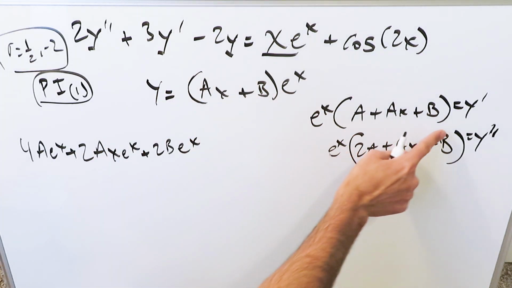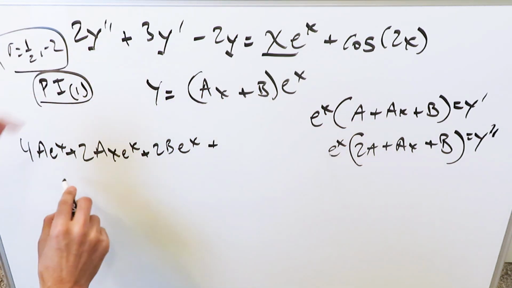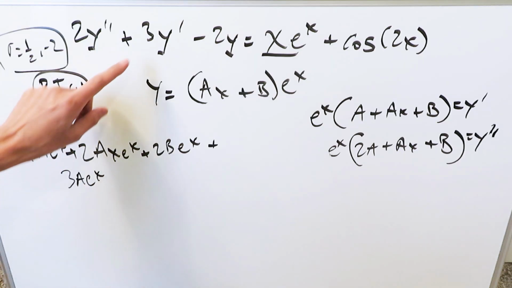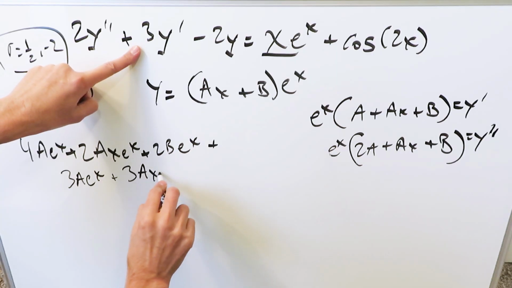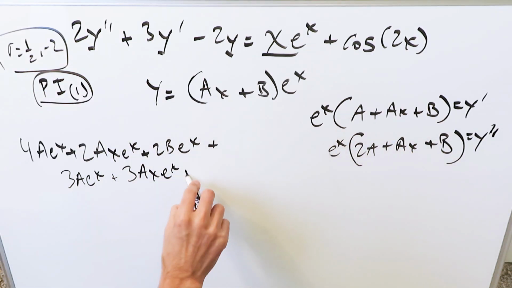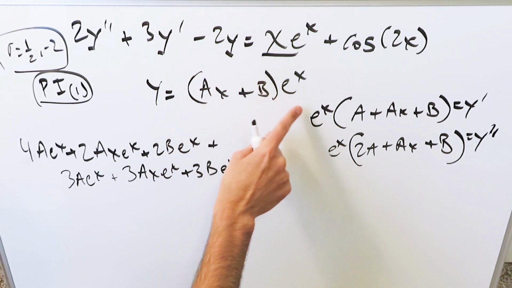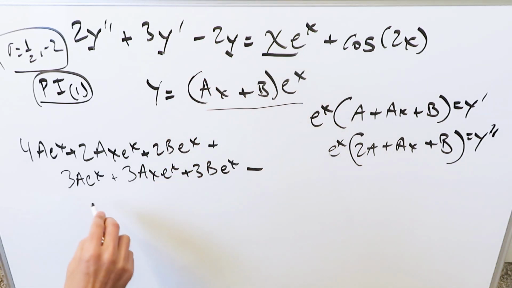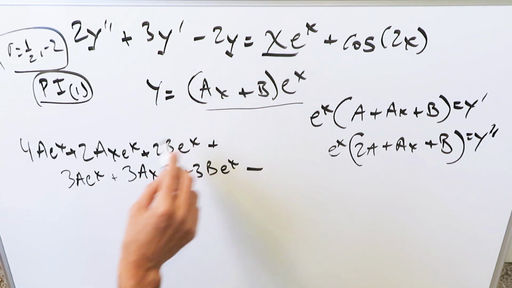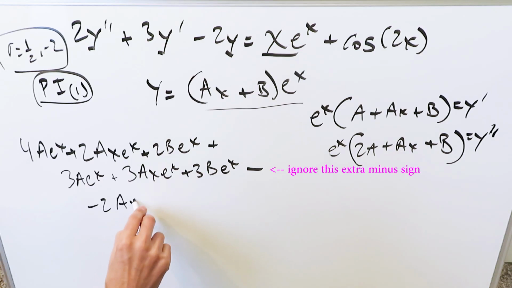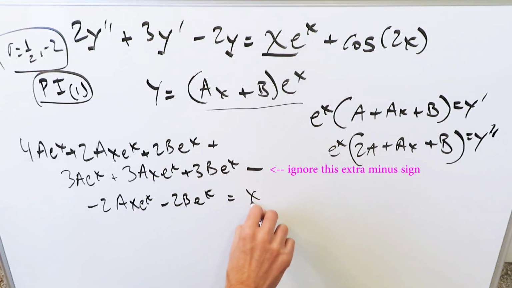Now I'll do 3 times everything from right here. I'll open this up and I'll do times 3. And when we do it, we'll have 3a e exponent x. Then I'll do 3 times the product of these items, which will be 3ax e to the x, then 3b e exponent x. Now we'll put a minus over here because we have a minus 2 multiplying with everything over here. I'll have a minus, I'll open this up and I'll multiply with a 2. And we won't forget the minus. We'll have here a minus 2ax e to the x minus 2b e to the x. All of this is equal to this, x e to the x.